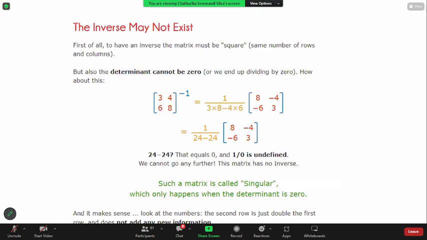Right, the inverse may not exist. This thing we have already discussed, but again, first of all, to have an inverse matrix, in order to calculate the inverse matrix, it should be square. The number of rows and number of columns must be the same, right? So that is the first thing. Again, I'm telling this for the MCQs.